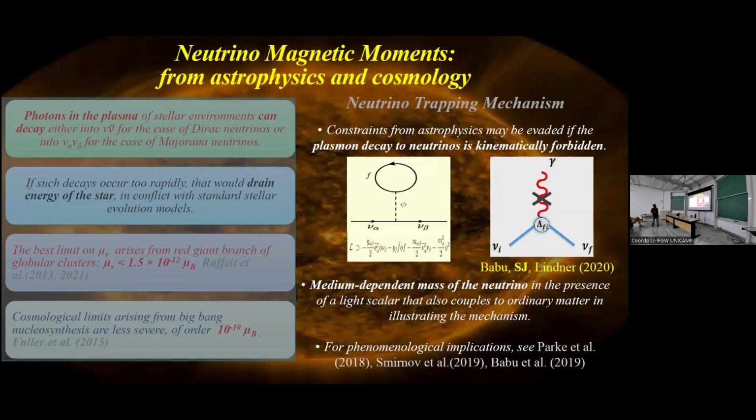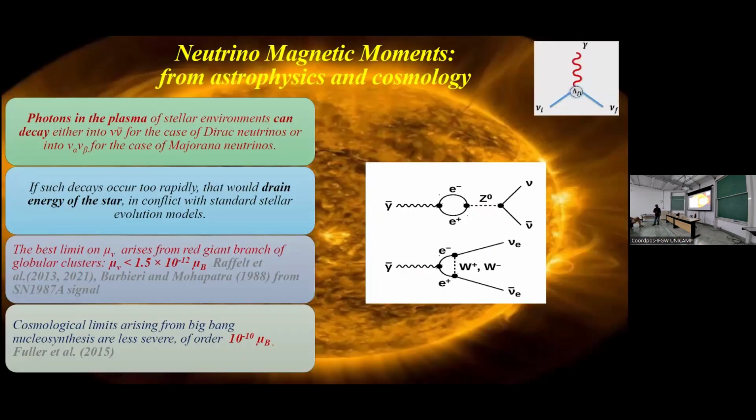So we call it the neutrino trapping mechanism. What does that mean? As you see in the diagram here, the photons or the plasmon decay back to neutrinos. Suppose the neutrino also develops a similar medium dependence. If the neutrino talks to some ultralight particle, then in that stellar medium, the neutrino also develops some mass.